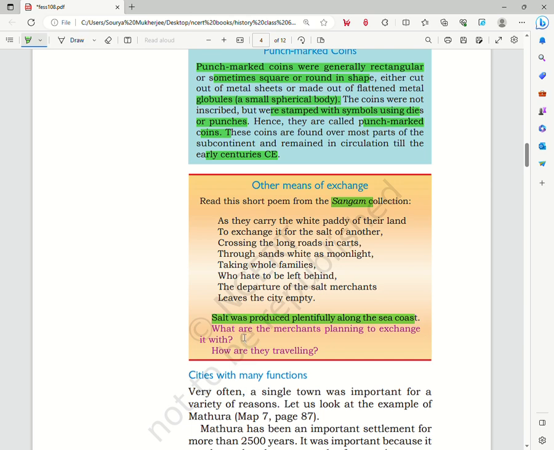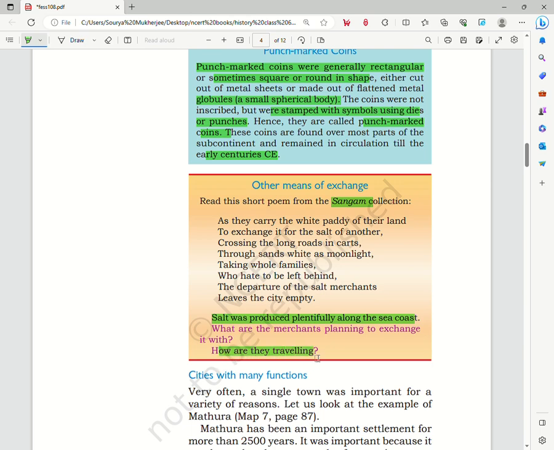But in this case, we see that perhaps the salt merchant needs, let's say, food for survival. He would go to a farmer and give him his salt, and in return he would get the food and agricultural grains. So this type of exchange system is known as a barter system. Let's see the other question first.